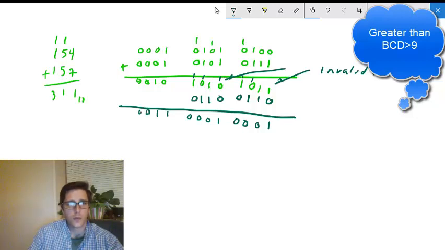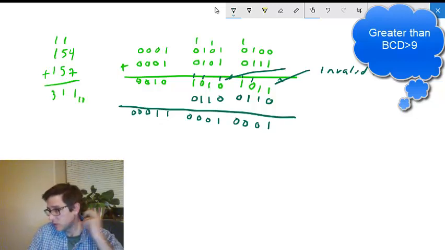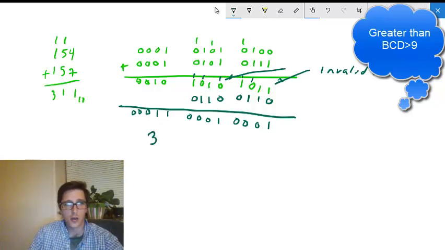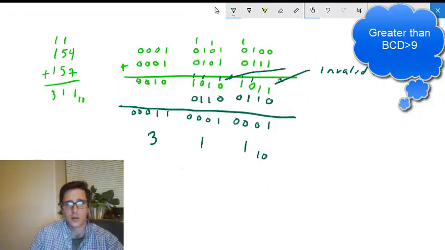Okay. There we go. So what we have then is we should have a 3. This is 1 plus 2 is 3. We should have a 1 and a 1. And that is correct. So that is 311. And this is our BCD number.